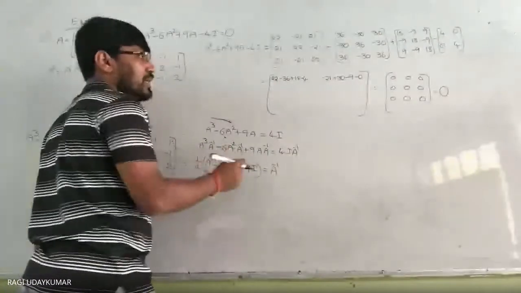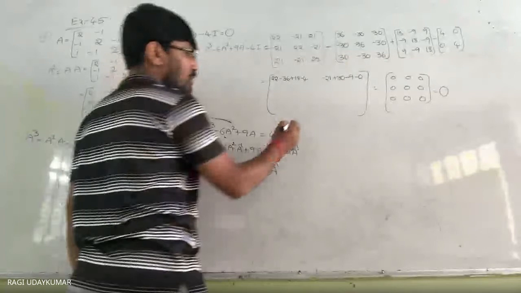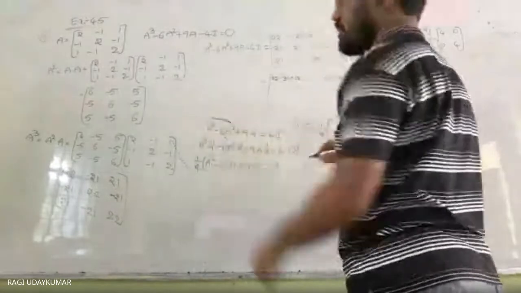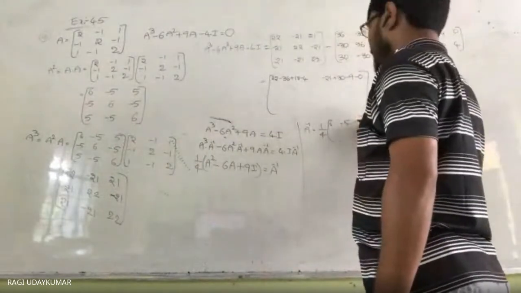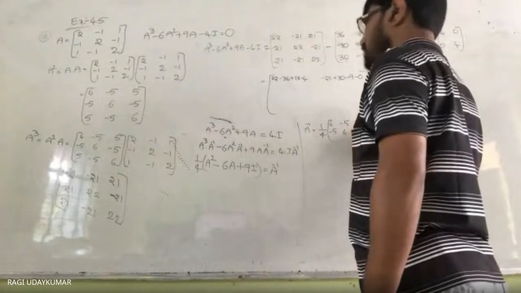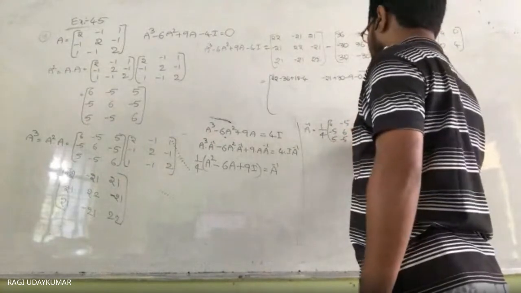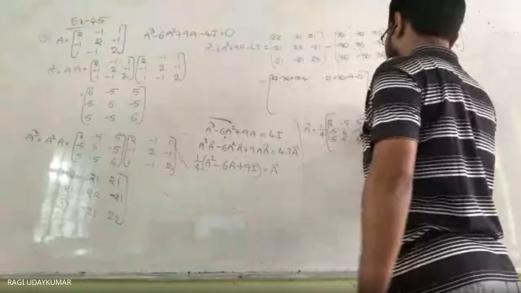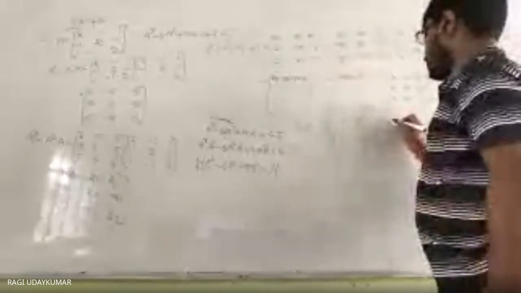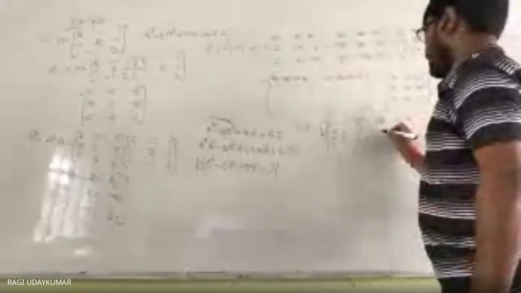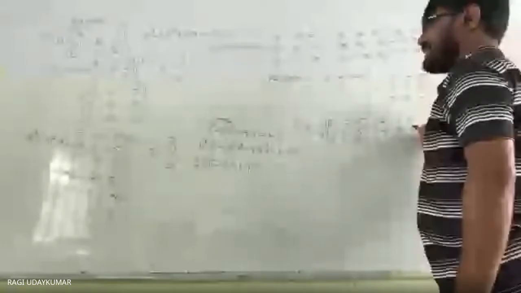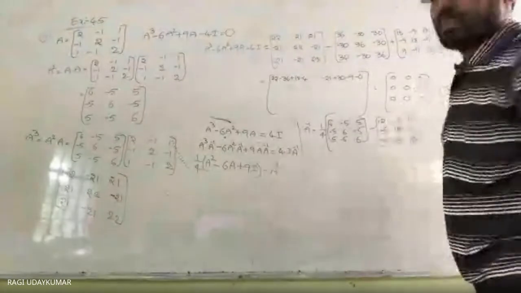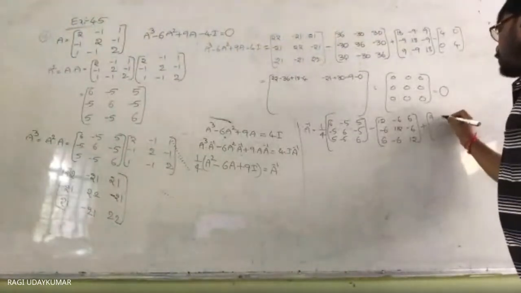So again, what to do here to find A inverse? A inverse is 1 by 4 into A square. What is A square? We got here 6, minus 5, 5, minus 5, 6, minus 5, 5, minus 5, 6. This is A square. 1 by 4 of A square minus 6A. Multiply 6 with A: minus plus 12, minus 6, plus 6, minus 6, 12, minus 6, 6, minus 6, 12. Here, plus 9I, 9, 0, 0, 9.